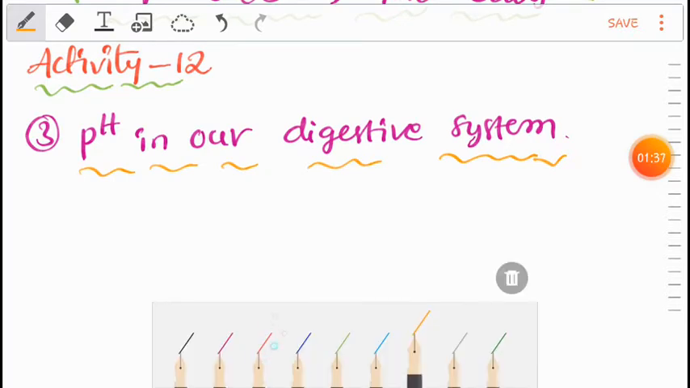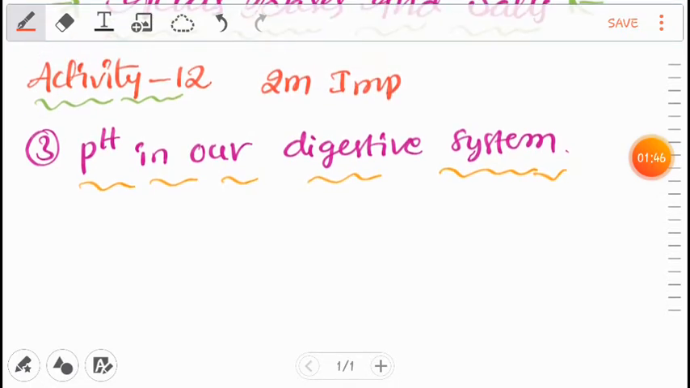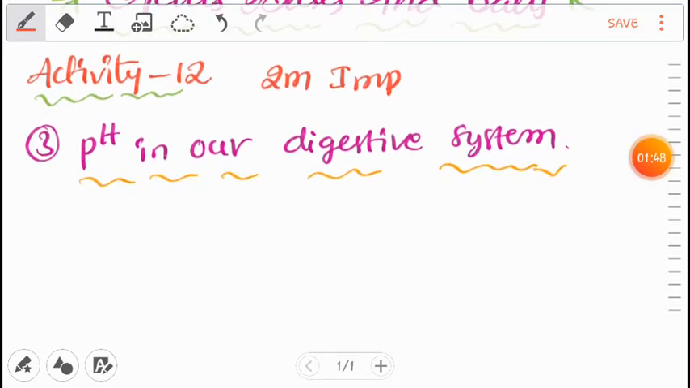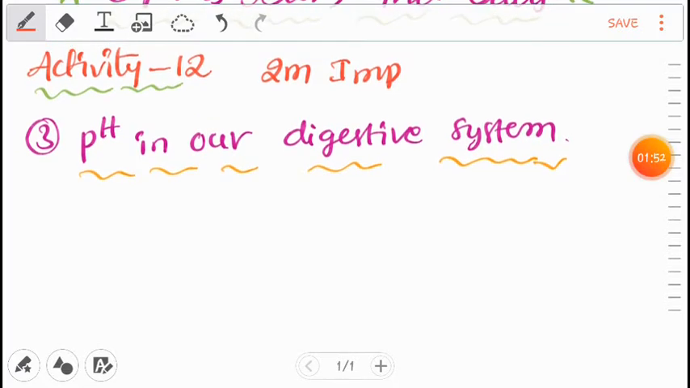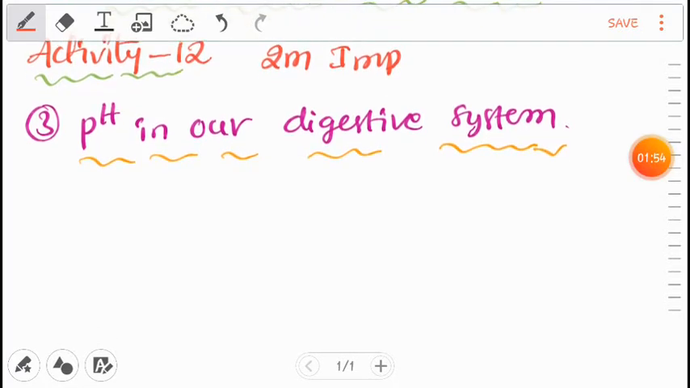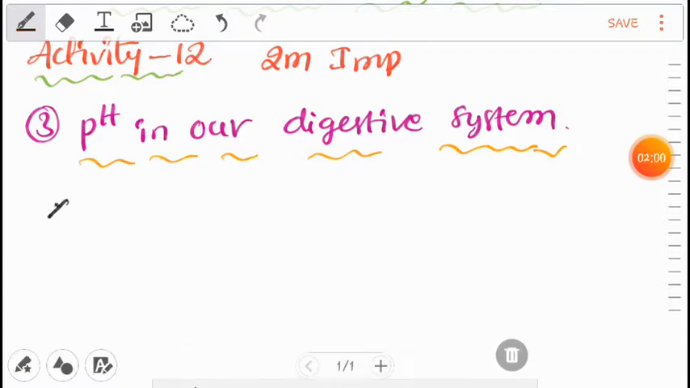Now see, it is a very important 2 marks question. What is the important 2 marks question? What is meant by antacid and what does it contain? That is the 2 marks question. I think I explained it before, but again I will explain this one. What I explained now, we will write in notes.